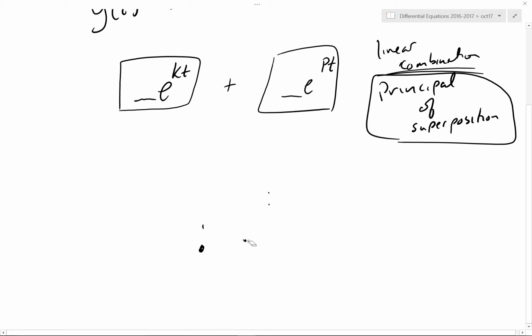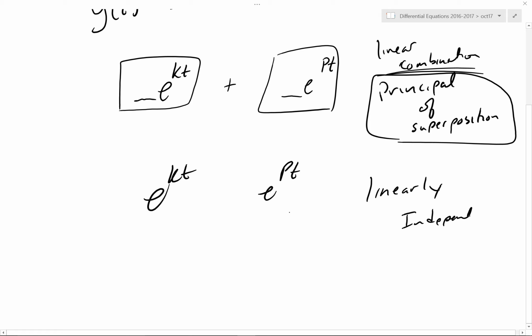Well, it's important that those two functions, e to the kt and e to the pt, are what we call linearly independent. Now, there's a possibility that maybe you have something in front of this e to the pt. I mean, it could even be another function here like t. Ooh, cool. We'll get to that one later on.